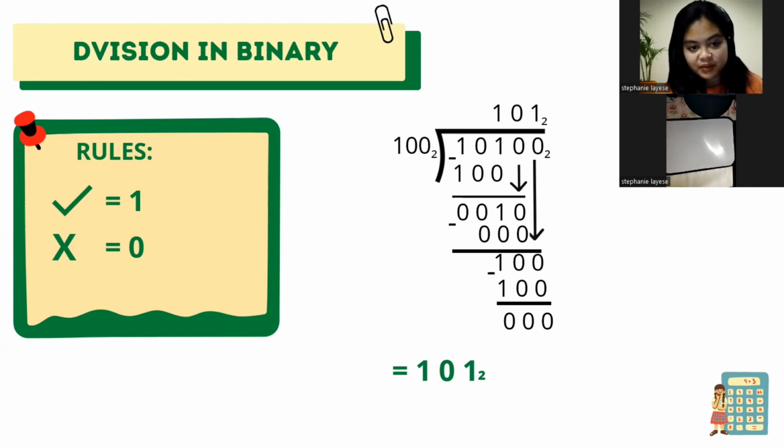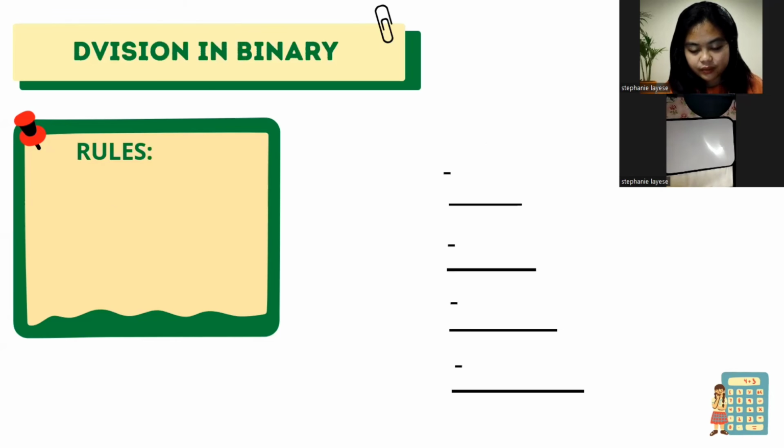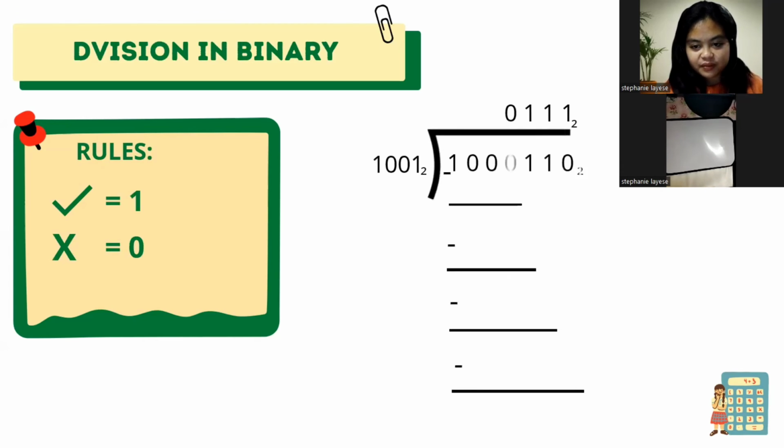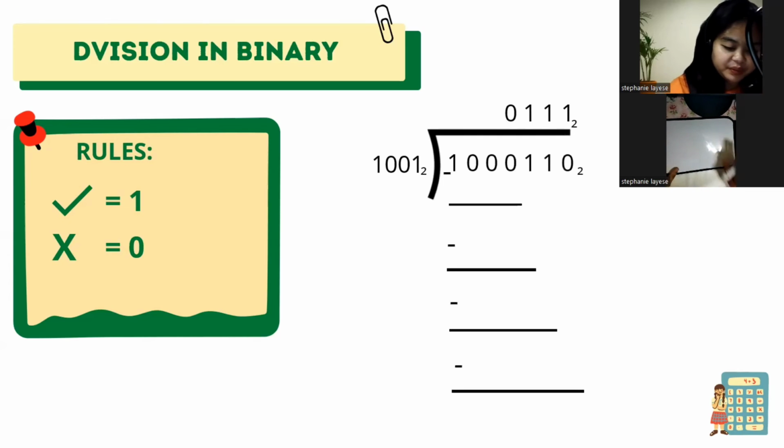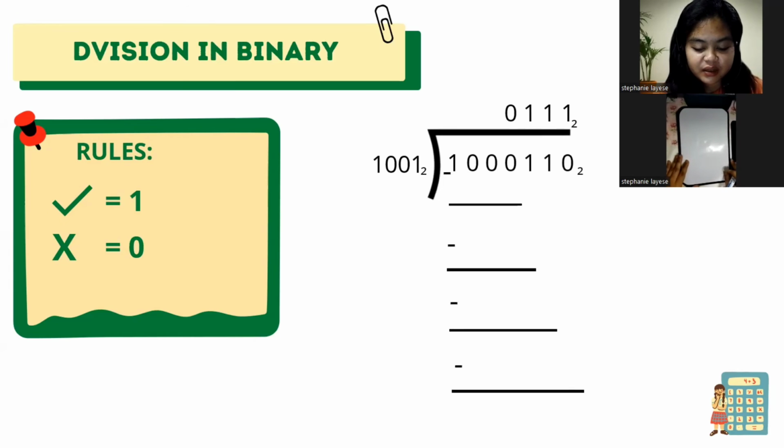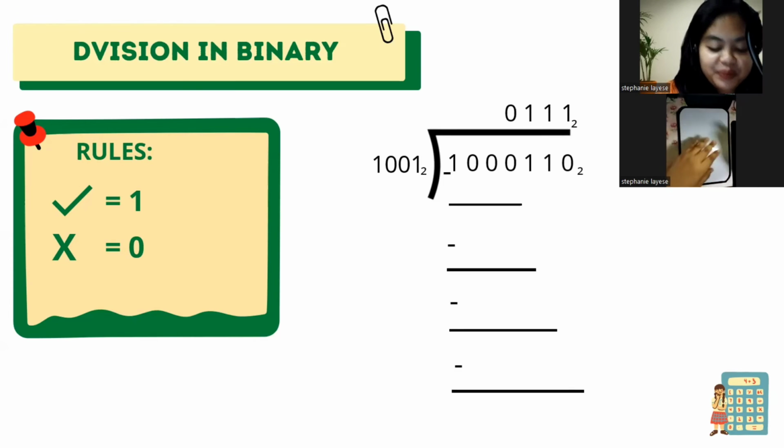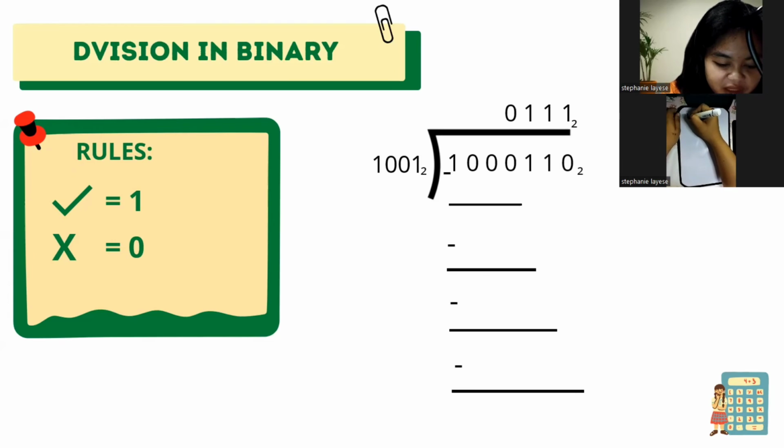It's just dividing decimal number. Now we have this value. It's much longer, so we will flip our whiteboard. We have here 1 0 0 1 subscript of 2, 1 0 0 0 1 1 0 subscript of 2. Okay, so can we divide 1001 to 1000? Of course, cannot. So we will put 0.